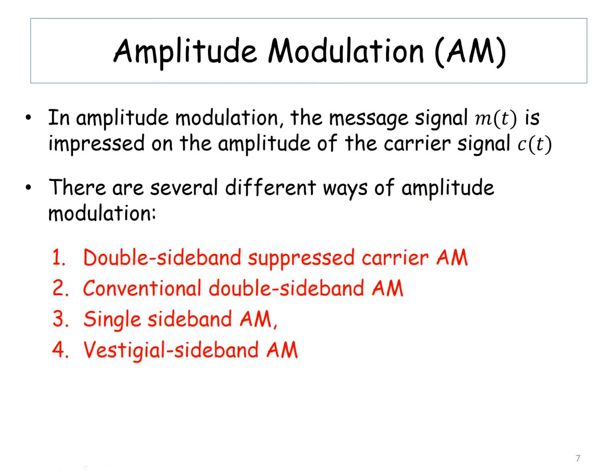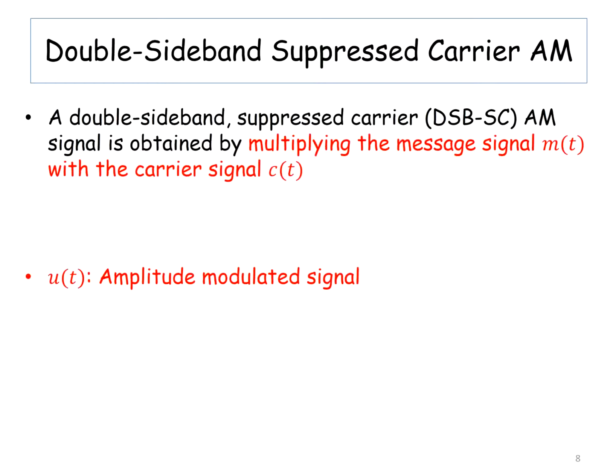As we have just defined, in amplitude modulation, AM for short, the message signal m(t) is impressed on the amplitude of the carrier signal. There are several different ways of amplitude modulation. These are double sideband suppressed carrier, conventional double sideband, single sideband, and vestigial sideband amplitude modulations. In the remainder of this lecture, we will investigate these modulation types in the given order. Let us start with the double sideband suppressed carrier amplitude modulation.